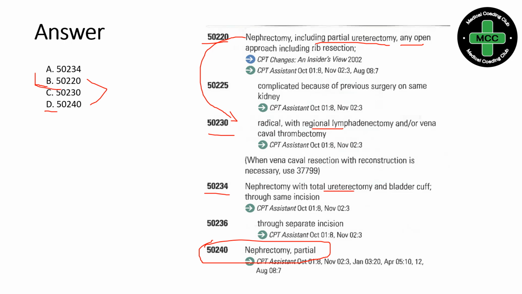50220 is the correct code, since they have removed the right kidney, the entire kidney. So nephrectomy including partial ureterectomy we are selecting because it was clearly stated that they removed a portion, the partial ureterectomy procedure they performed. So the answer is 50220.